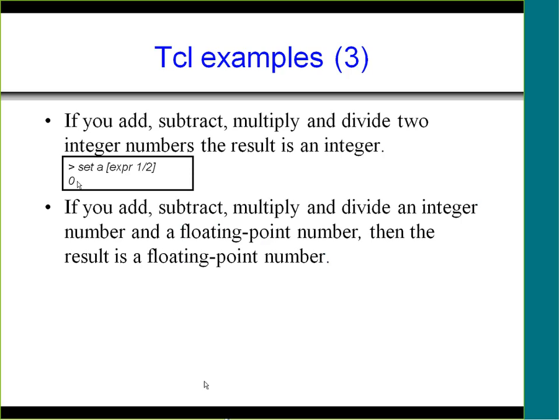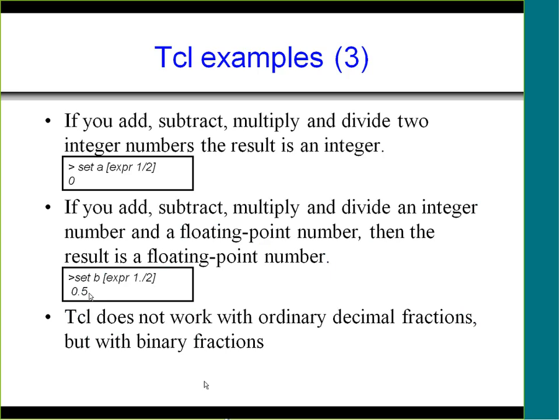In case one of them is an integer and the other one is a floating point number, the result is going to be a floating point number. So in the next example, if I have 1 point divided by 2, where 1 point is a floating point number and 2 is an integer, you're going to get the exact result.